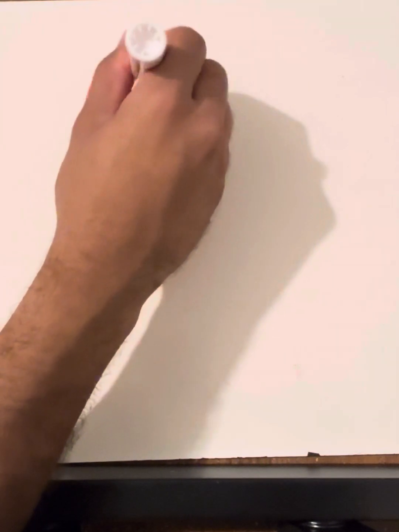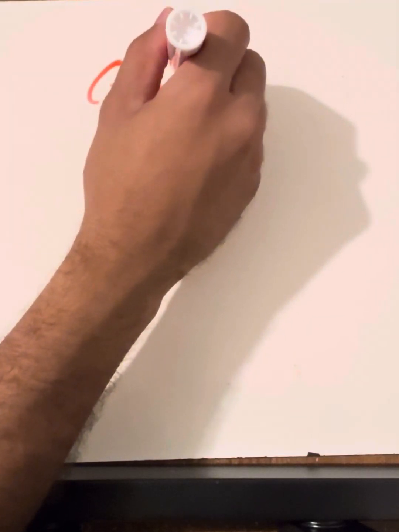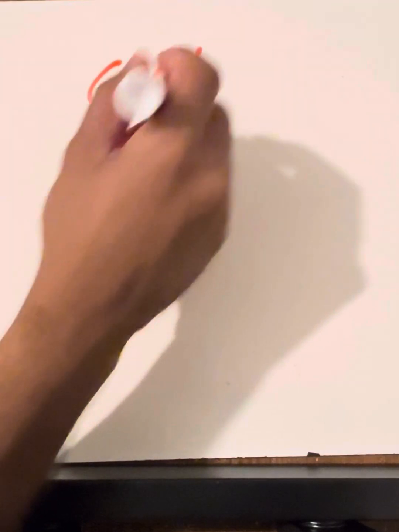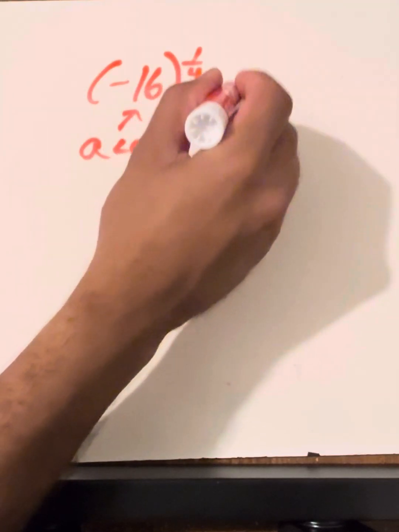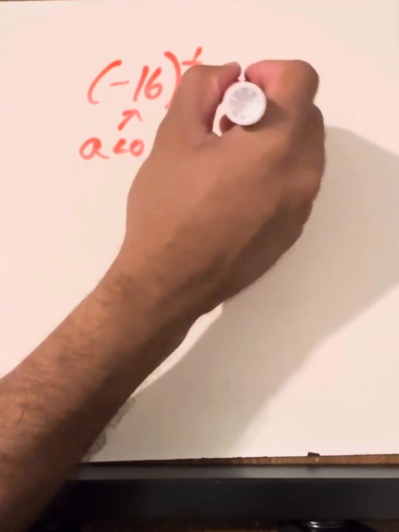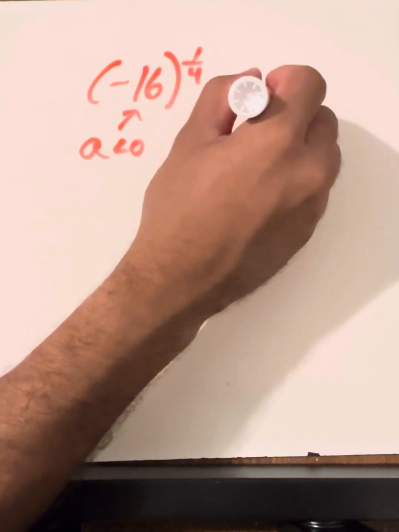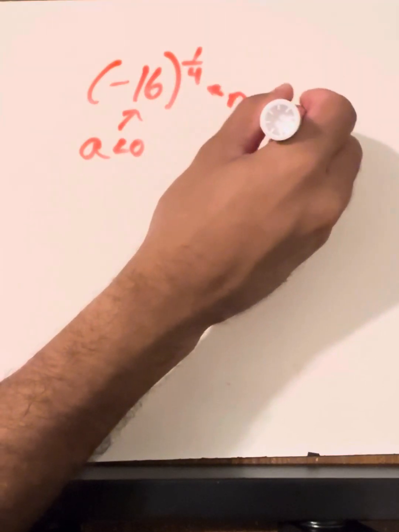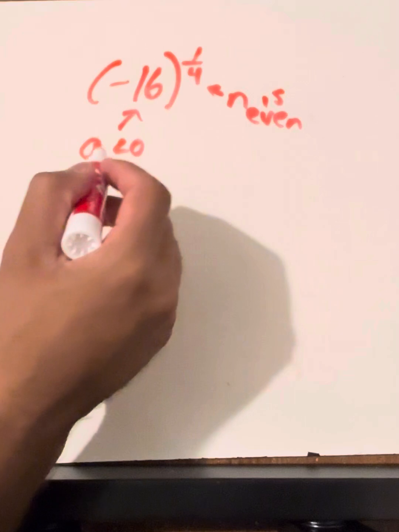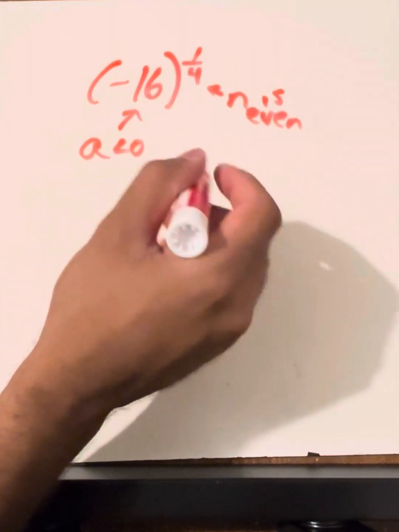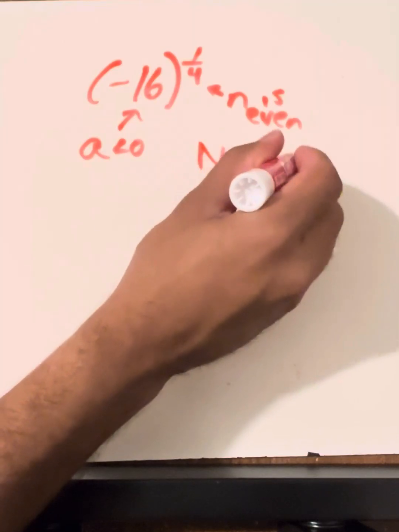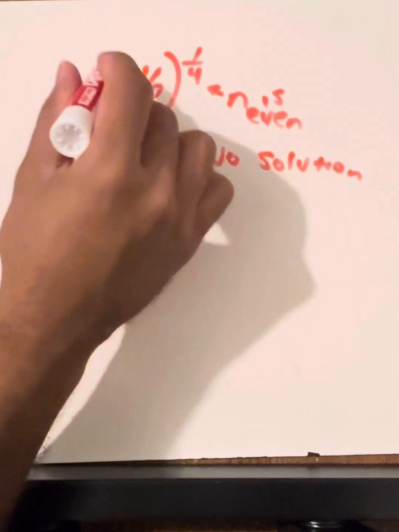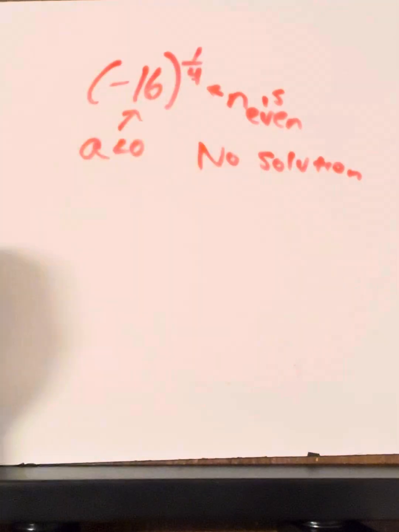Let's say that we had negative 16 to the 1/4. Notice that your a is less than 0, and your n, the number under the fraction, under 1, is even. If that is ever the case, where a is a negative number and n is even, you will have no solution. So be careful if this number is negative and this number is even.